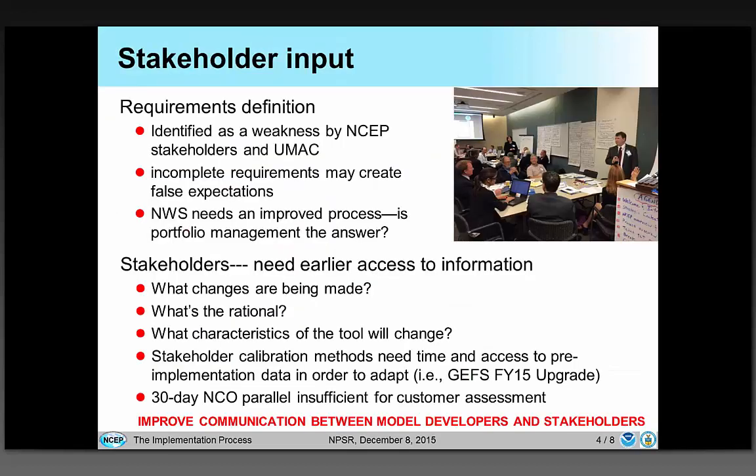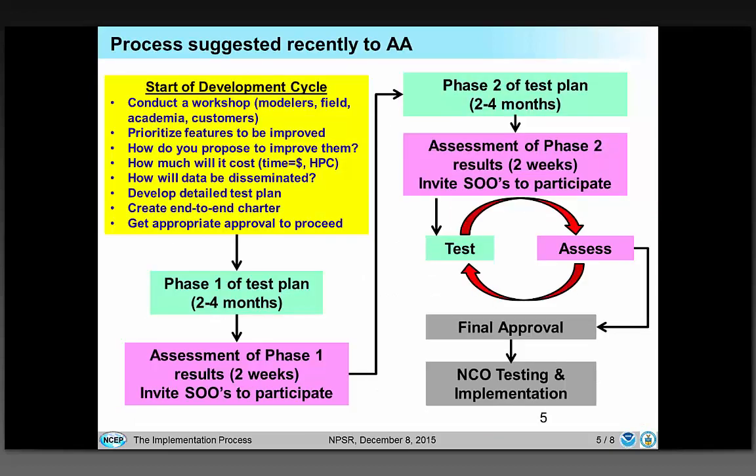So that 30-day parallel is typically way too short for any of our customers to be able to do something with it. And this is something that we've been hearing basically since about a year ago when we did the stakeholders meeting for the NCEP strategic plan development. This was over a year ago already. So how could you go further with that?